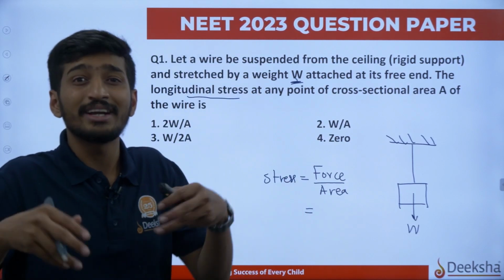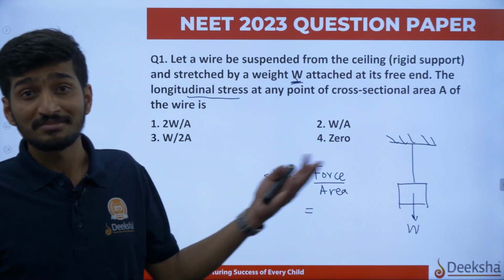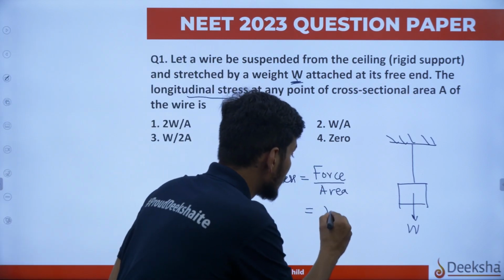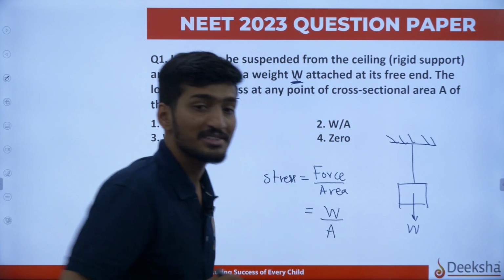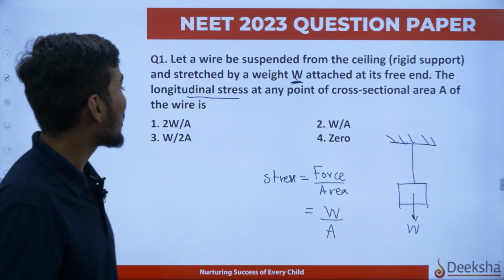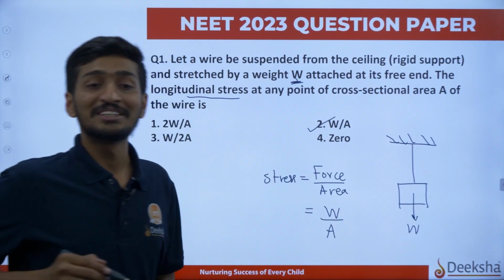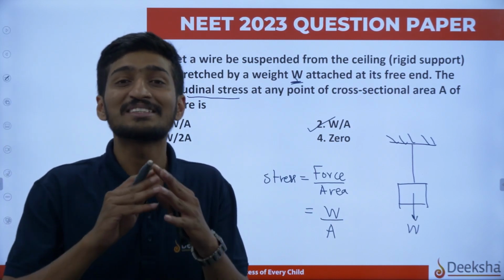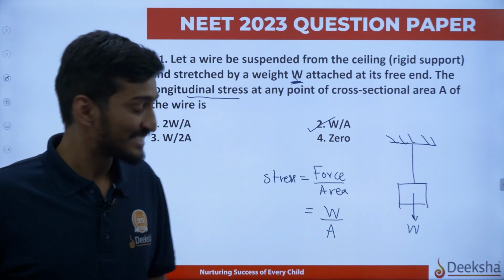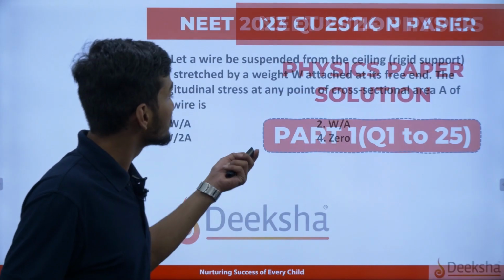In this case, if the weight W is suspended from it, the force applied is going to be W, and the area of cross section as given in the question is A. So W by A. See how easy that was. Option number 2 should be the correct answer. Mechanical properties of solids, a very simple question from that topic. Alright, let's move on to the next question.